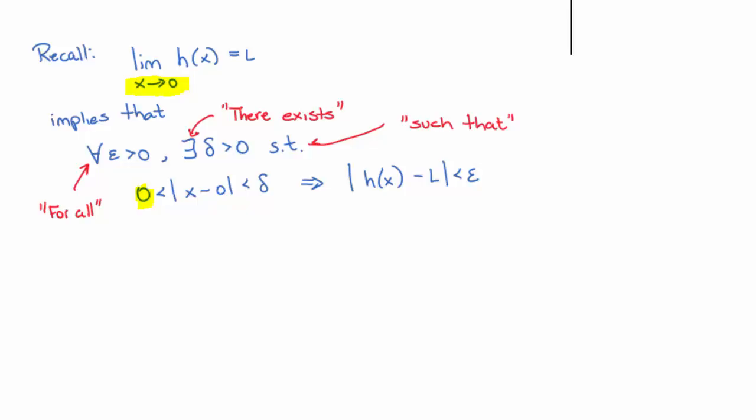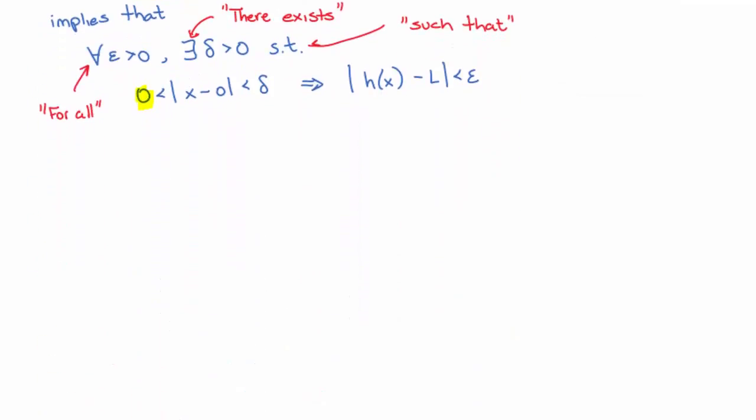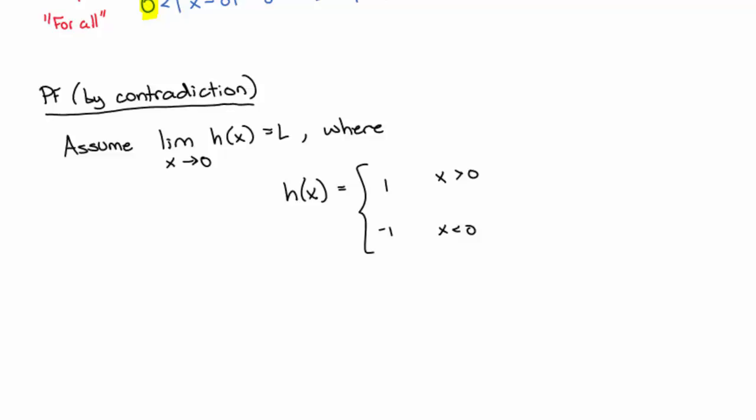So let's go ahead and showcase that the limit for this function does not exist as x approaches 0. And the way we're going to do that via a proof is we are going to assume by contradiction that the limit does exist. So here we go. Assuming that the limit actually becomes some number L. We don't know what the number is, but we're going to assume that's the case.